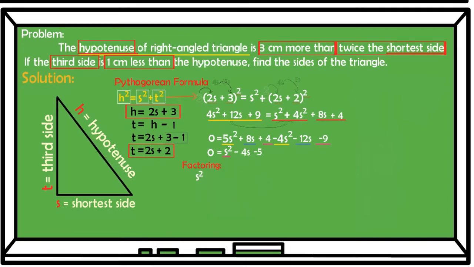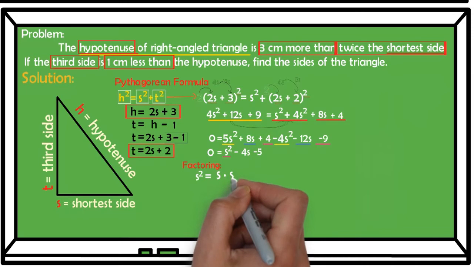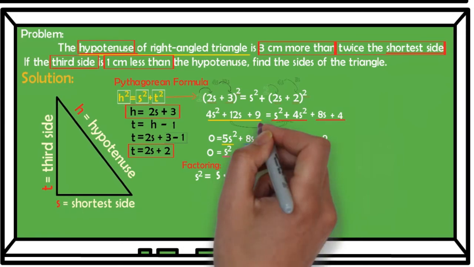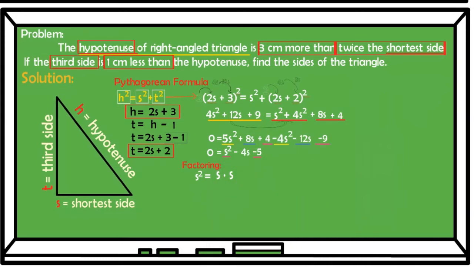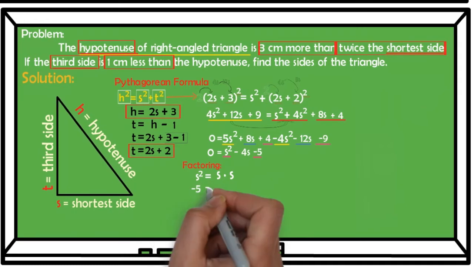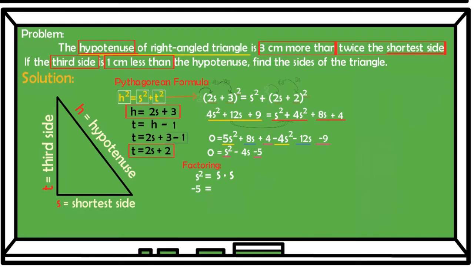So, the factor of the first term, yung s squared ay s times s. Next is to get the factor of the last term or the constant term, that is negative 5. So, since meron tayong negative, so, yung sagot natin kailangan merong positive at negative. So, here we have positive 1 and negative 5.